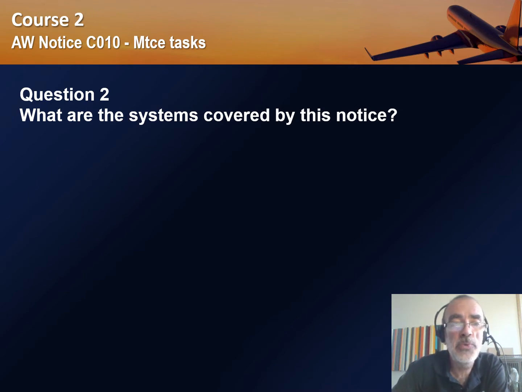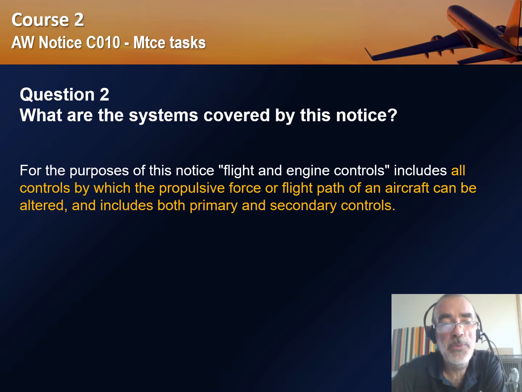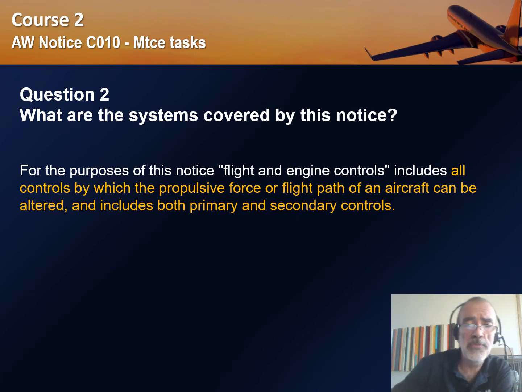Question number two, what is the system covered or the systems covered by this notice? For the purpose of the notice, flight and engine controls include all controls by which the propulsive force or flight path of an aircraft can be altered, and includes both primary and secondary flight controls.